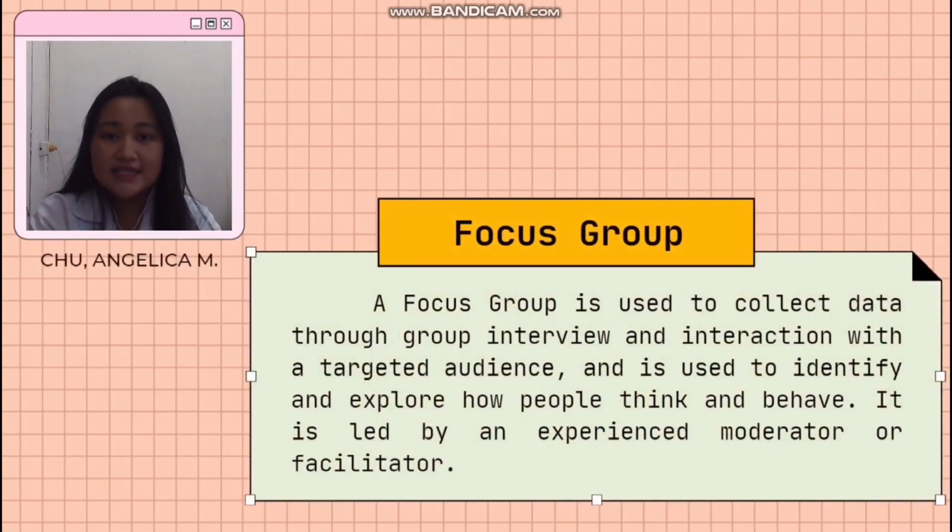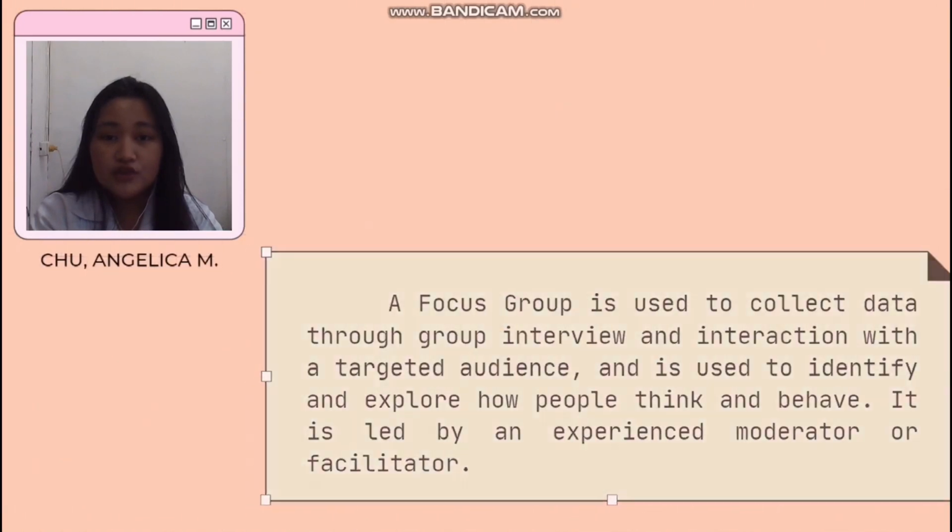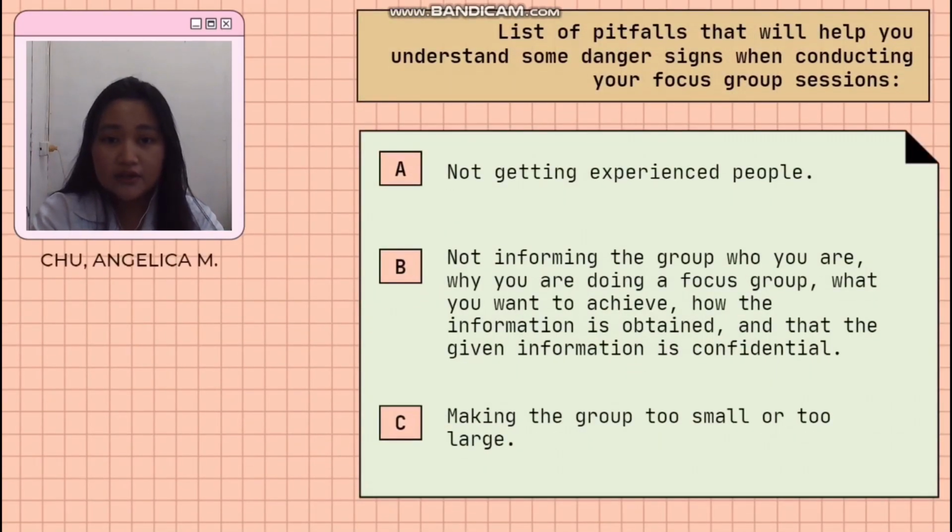So in businesses, they usually conduct customer focus group discussions. So for those who are not yet familiar with what a focus group is, you can pause and read the definition here. The following pitfalls or problems should be taken into account and avoided for your focus group sessions to be more effective and get our dependable data.